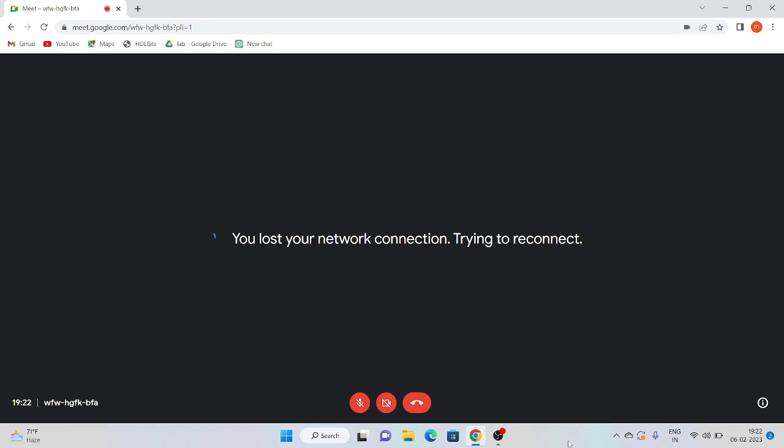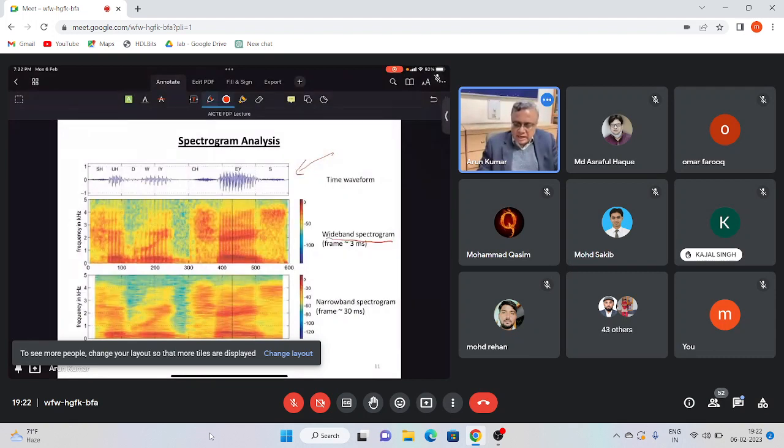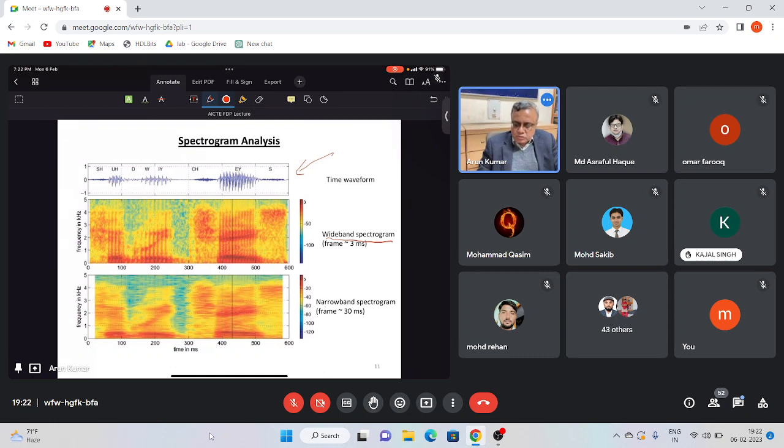And we have two spectrograms. One is called the wideband spectrogram. So these are time frequency, and this is a time frequency analysis tool. The commonly used settings for the spectrogram correspond to wideband and narrowband. As the name implies, in wideband, the resolution along the frequency axis is poor.